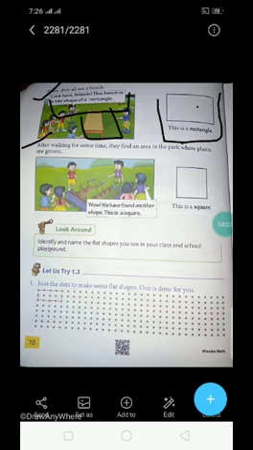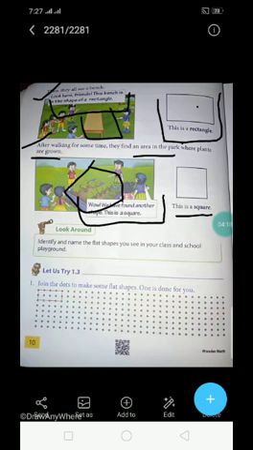After walking for some time, they found an area in the park where plants are growing. Wow, we have found another shape. This is a square. So, this is a square. And this, what is this? Square. So, complete. Let us try 1.3 and 1.2 in your book. This is your homework.